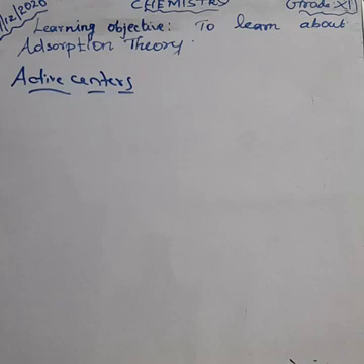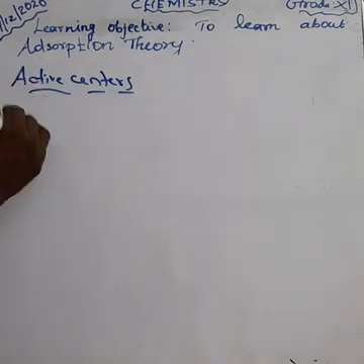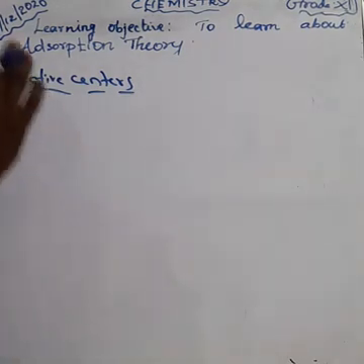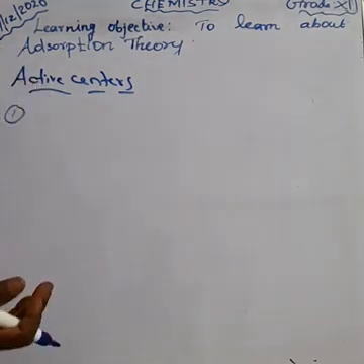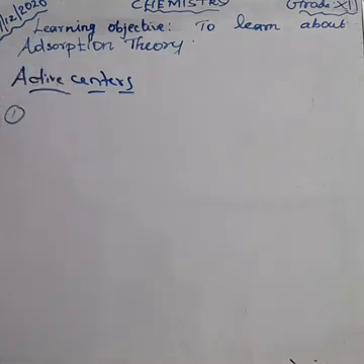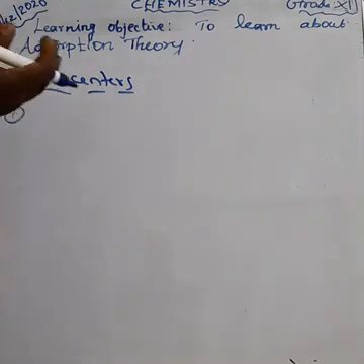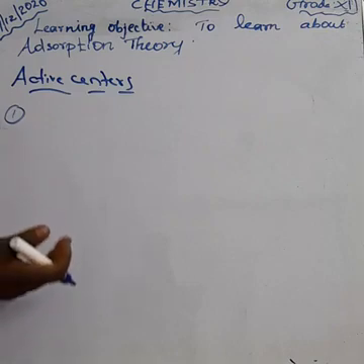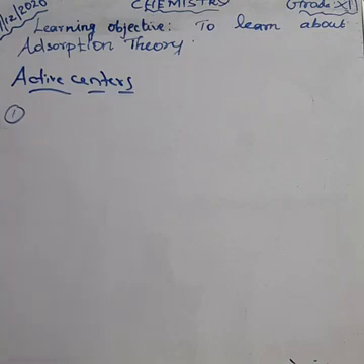We have some important points as per the active centers. The first point is to increase the surface area of the metal or metal oxide by reducing the particle size. Okay, this increases the action on the catalyst and hence the rate of the reaction. Increase the surface area of the metal and metal oxide by reducing the particle size. Okay, second point.